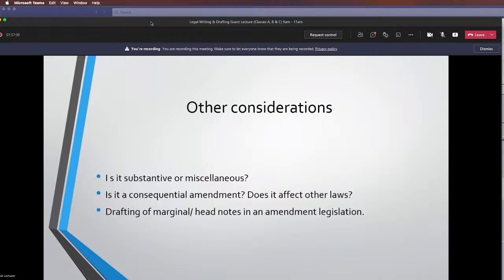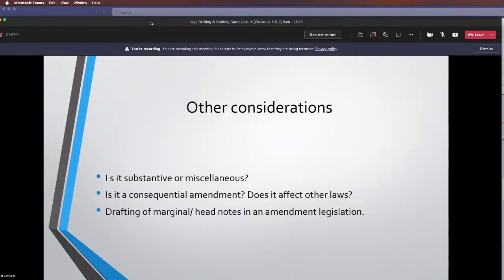So you need to have very good knowledge of the statute book, so that you know one amendment can affect another. So it's not just the law you're dealing with. If you have a requirement to amend one land law, get to know it may affect other legislation relating to land. So, does it affect other laws?